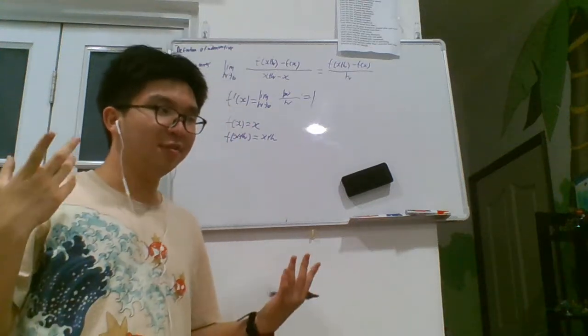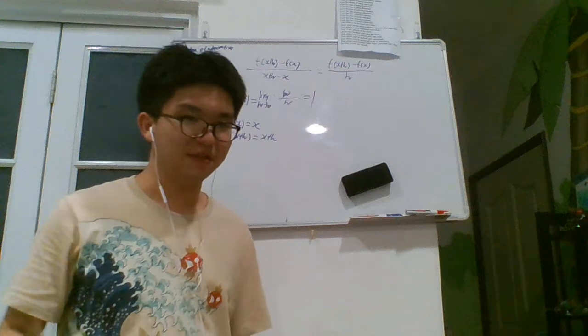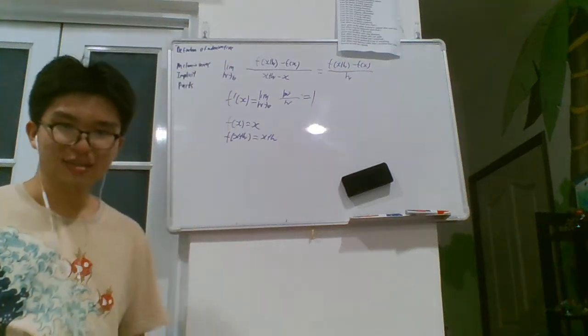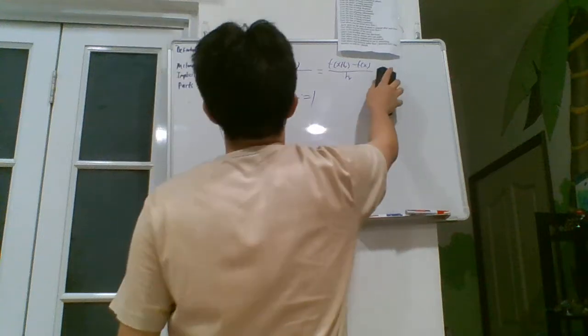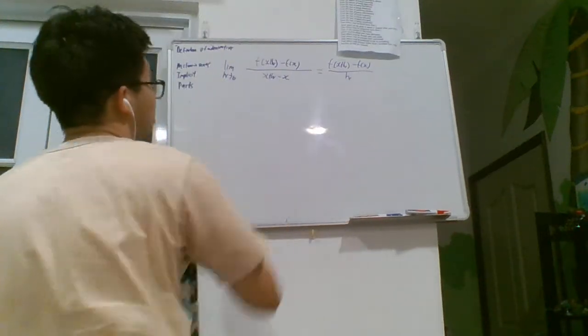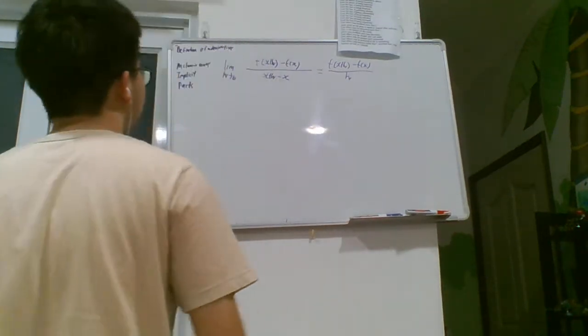And if you do power 4, power 5, you have to use the binomial theorem to solve, and I'm not in the mood for that, so I'm sorry guys. So let's try x squared.